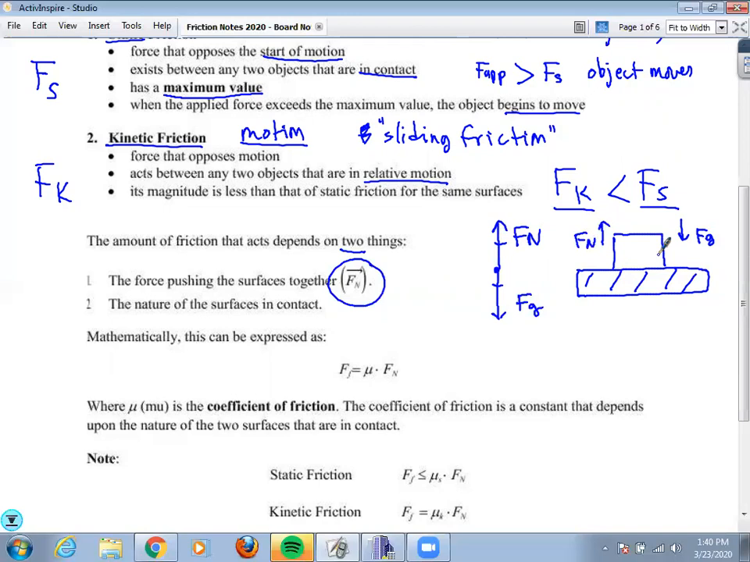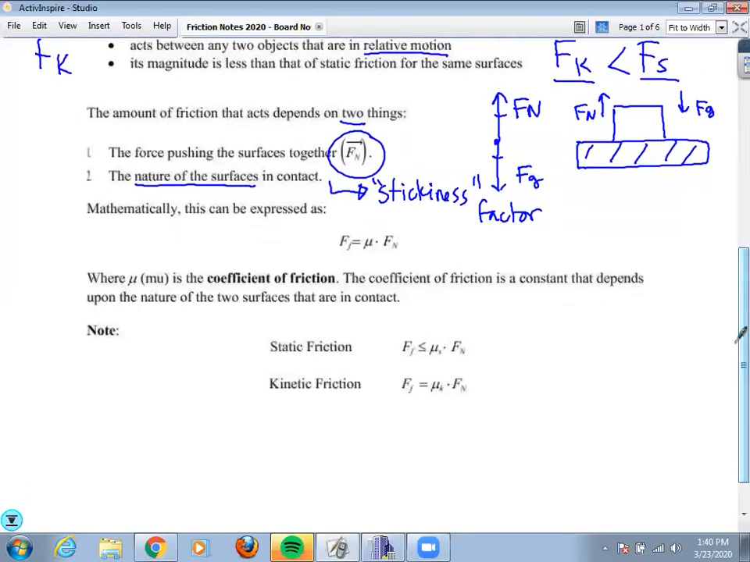The amount of friction also depends on the nature of the surfaces that are in contact, and a very non-scientific term would be the stickiness factor. We have a value that represents the stickiness factor, called the coefficient of friction. It's the Greek symbol mu, and it is a constant that depends on the nature of the two surfaces that are in contact.